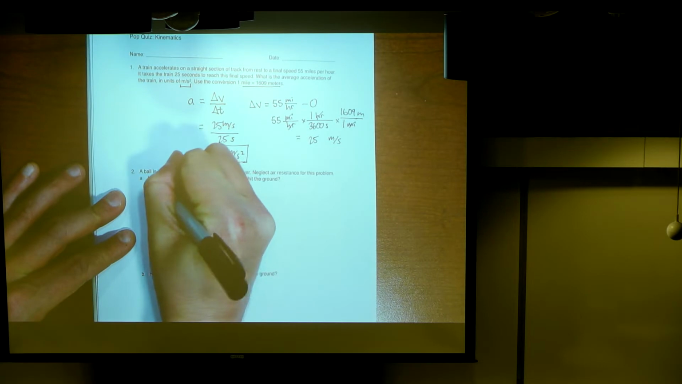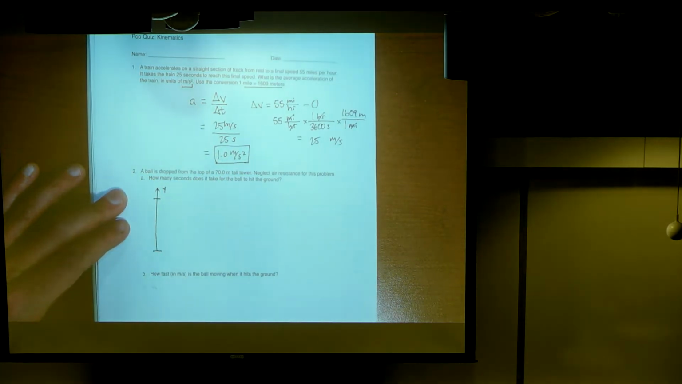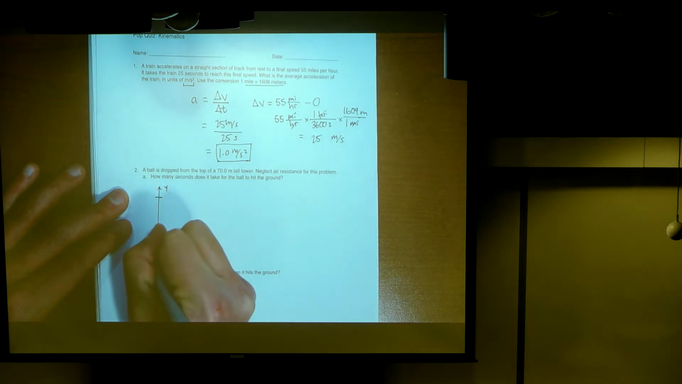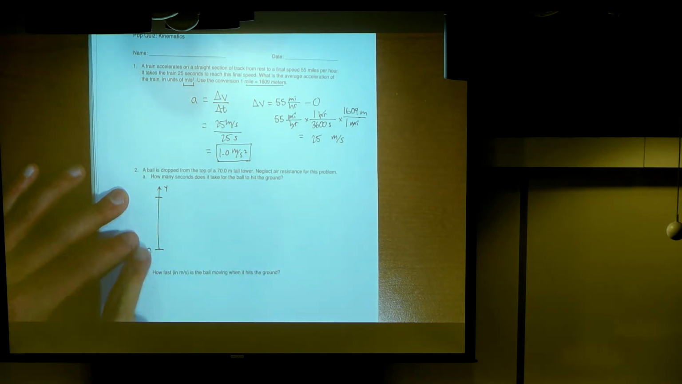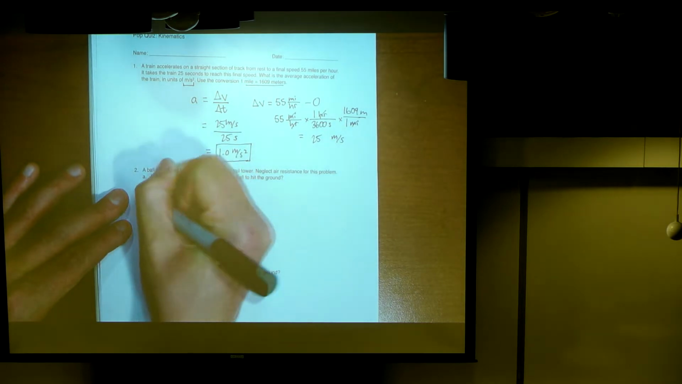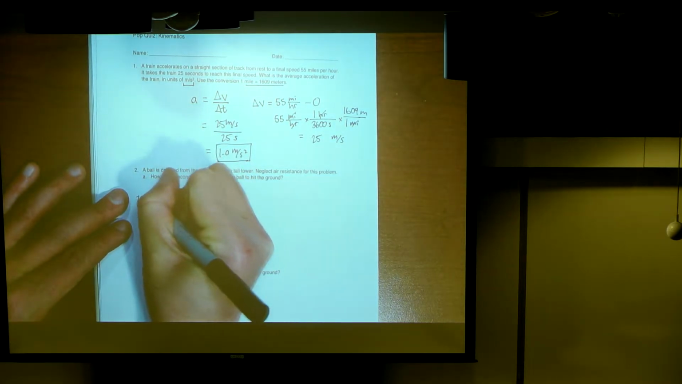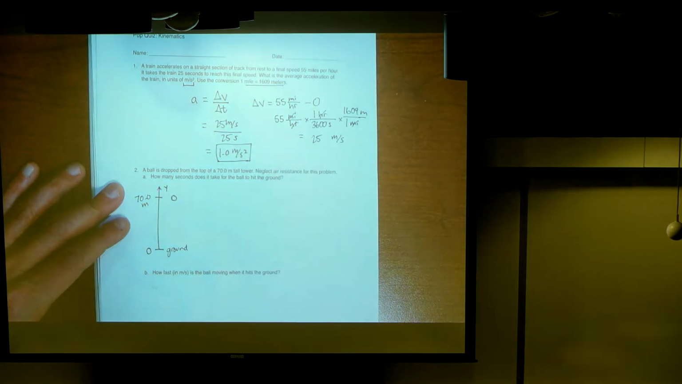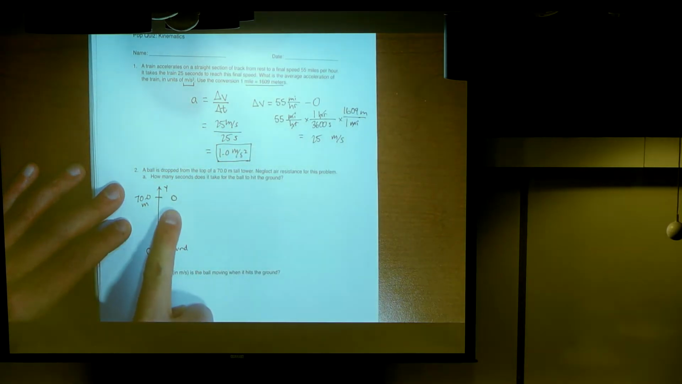Okay, we're going to keep track of where this ball is at any moment in time using a y-axis. The typical thing to do is set y equals 0 to be ground level. So that means up here, the height y is equal to 70 meters. So this is what the ball looks like starting off. It's up here at the top of the tower at y equals 70 meters.